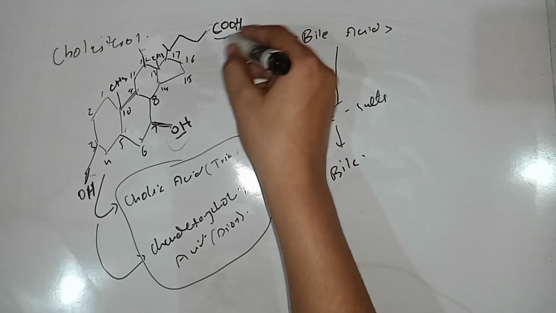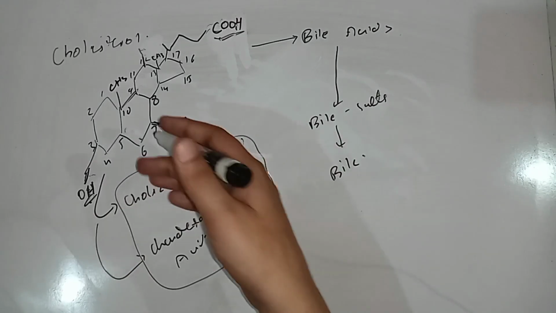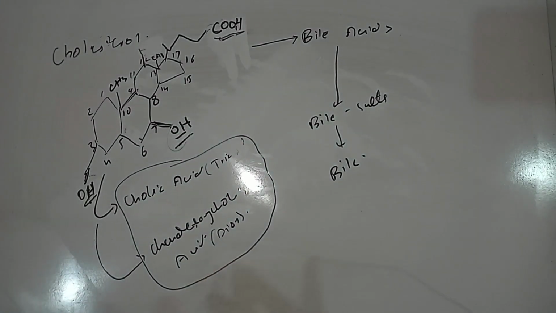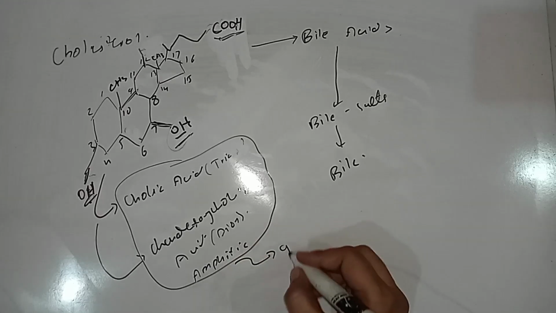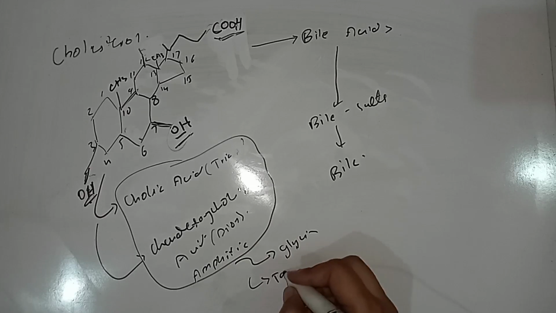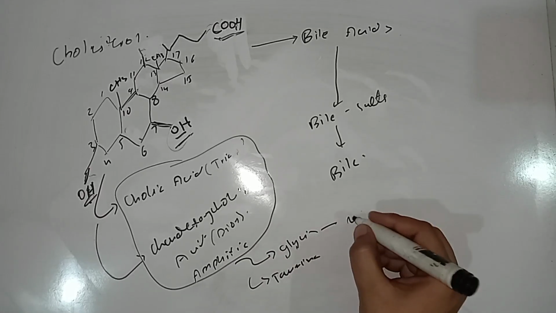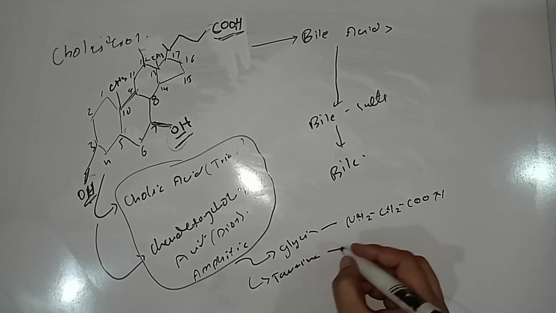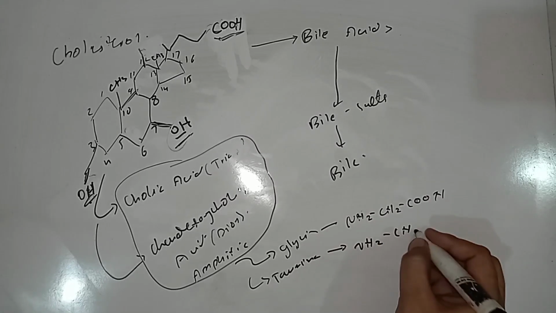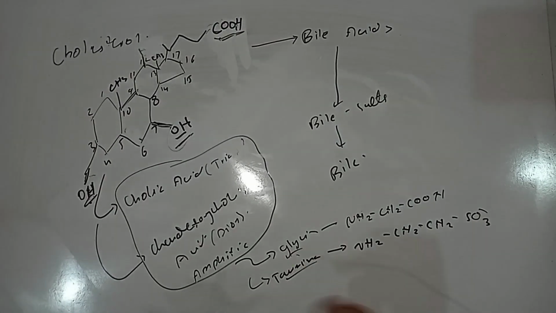They have a carboxyl group and hydroxyl groups, which impart some polar characteristic to them, so these are amphiphilic compounds. Their amphiphilic nature is further enhanced by reacting them with glycine, which is an amino acid, and taurine, which is also a polar compound. Glycine is NH2 CH2 COOH, and taurine is NH2 CH2 CH2 SO3 negative. Glycine and taurine react with these bile acids and convert them into bile salts.